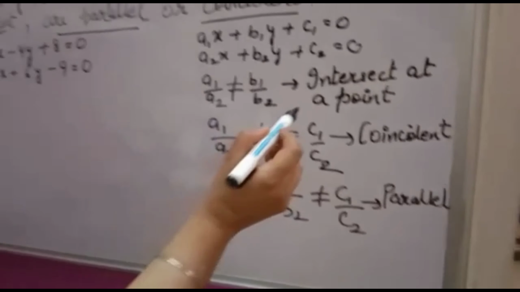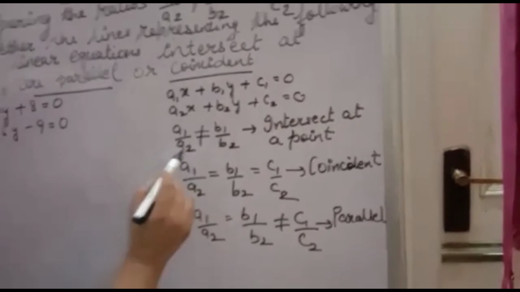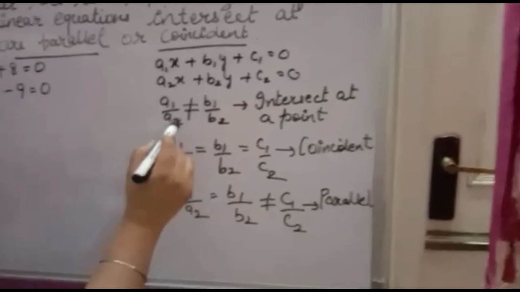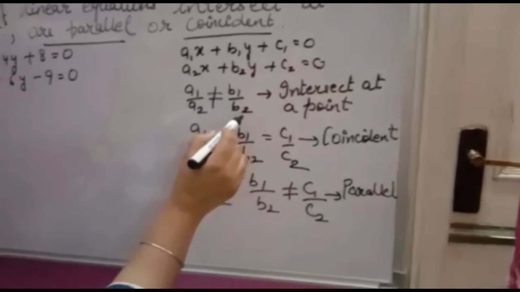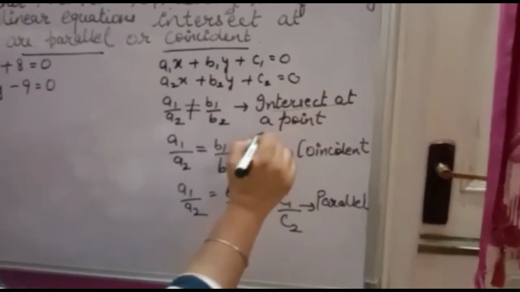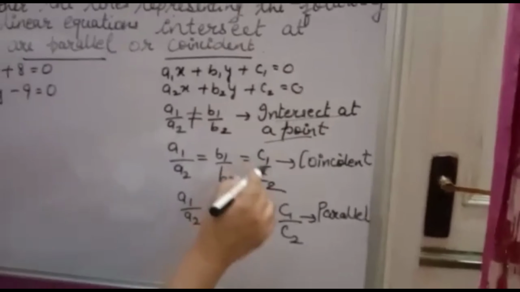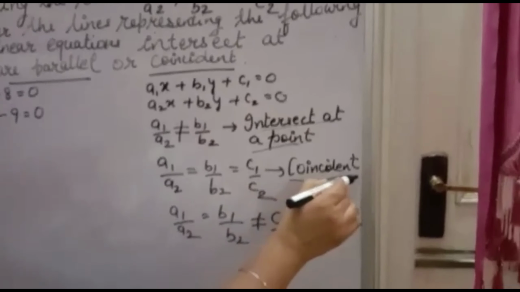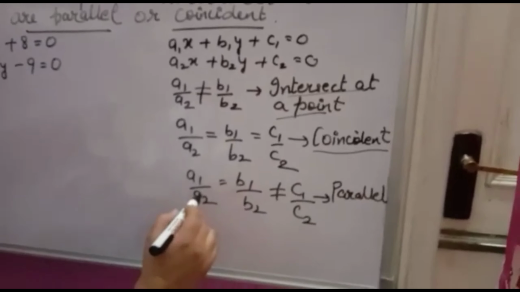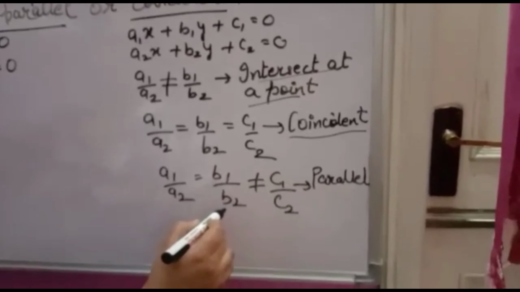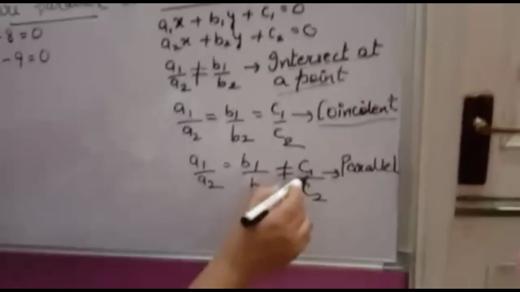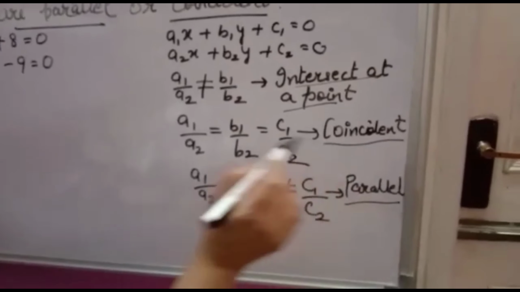Now you have to find the ratios. If a1 over a2 is not equal to b1 over b2, you will say the lines intersect at a point. If all the three ratios are equal, you will say coincident. If a1 over a2 is equal to b1 over b2 but not equal to c1 over c2, then you will say the lines are parallel.